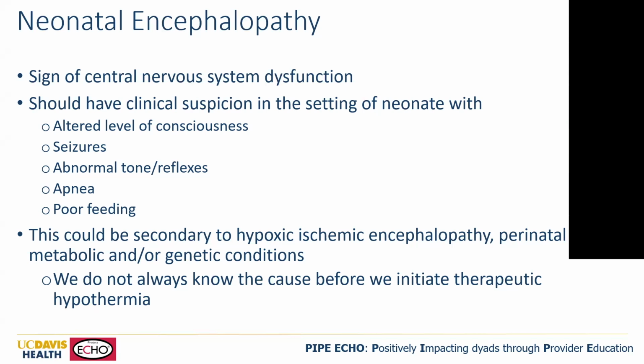So neonatal encephalopathy may be due to HIE, or hypoxic ischemic encephalopathy. It may also be due to inborn errors of metabolism, or other genetic conditions like metabolic or mitochondrial disorders. We don't always know the cause before we initiate therapeutic hypothermia. That's why part of therapeutic hypothermia is casting a wide net for labs, which includes things we should think about with metabolic syndromes, like getting an ammonia and a lactate and things like that.